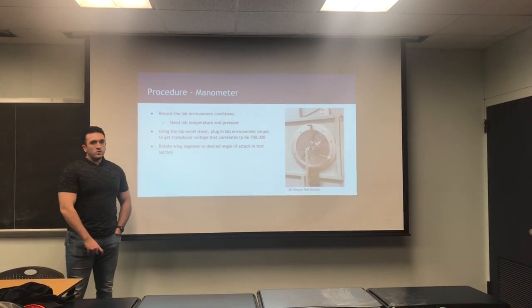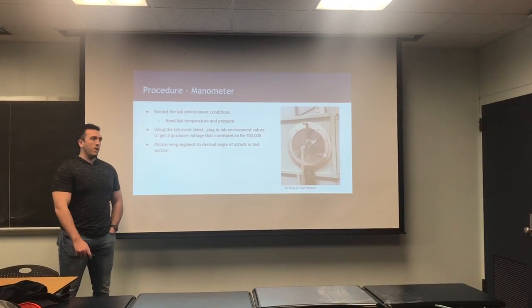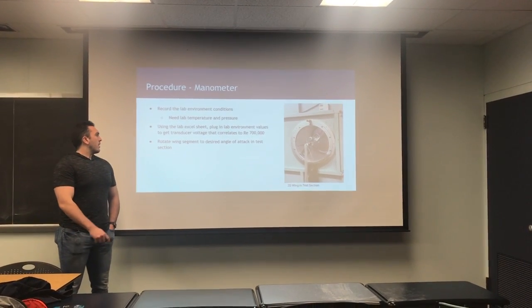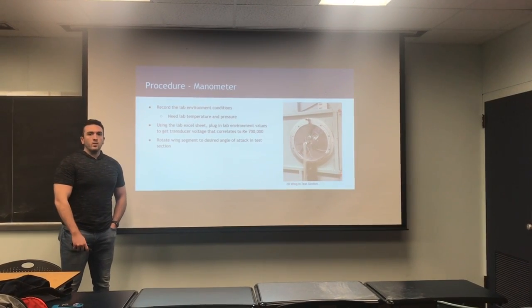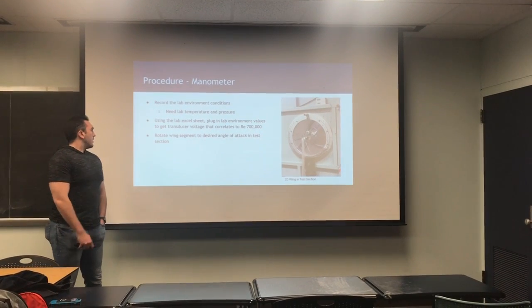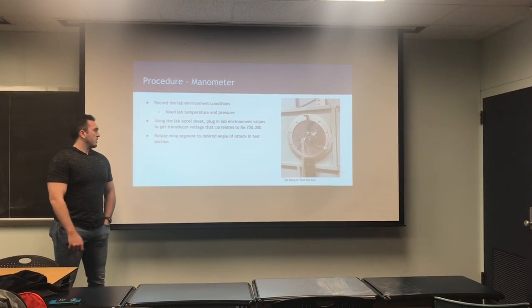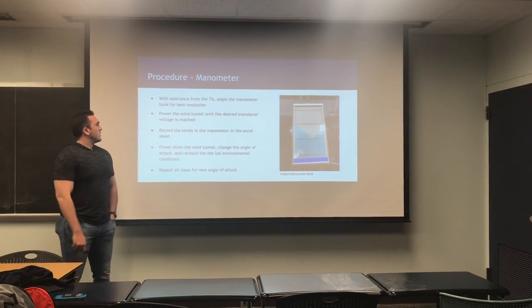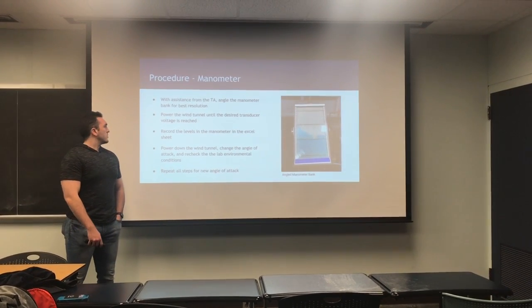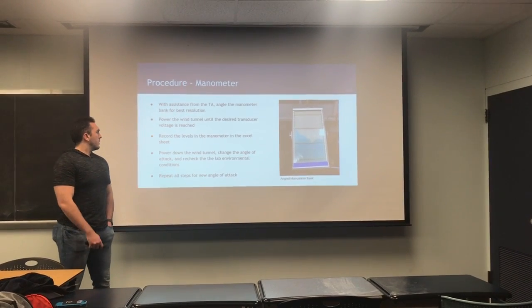For the manometer, we first recorded the lab environment conditions, which were the temperature and the pressure in the lab. Next, using the lab Excel sheet that was provided, we plugged in the environment values to get the transducer voltage that we need in the wind tunnel for the required Reynolds number of 700,000. Next, we rotated the wing segment to the desired angle of attack that our section was assigned. With the assistance of the TA, we rotated the manometer bank to get the best resolution of the tubes, and we powered the wind tunnel up to the transducer voltage that was given by the Excel sheet.